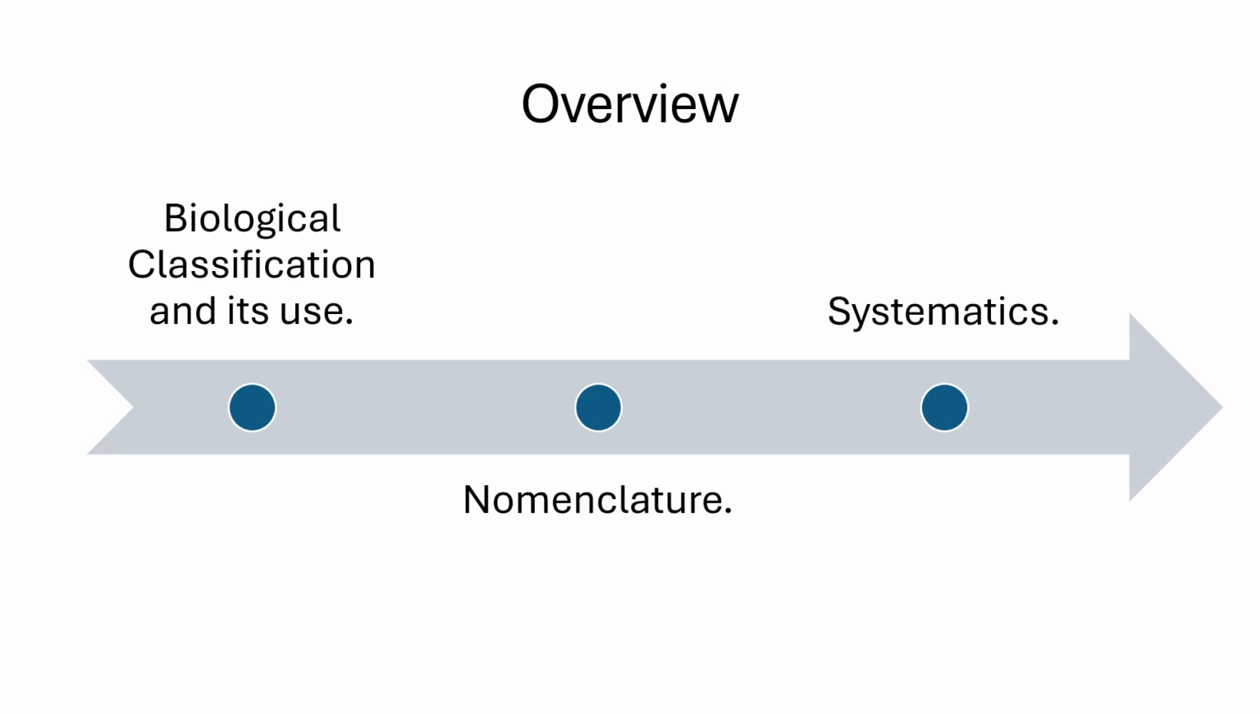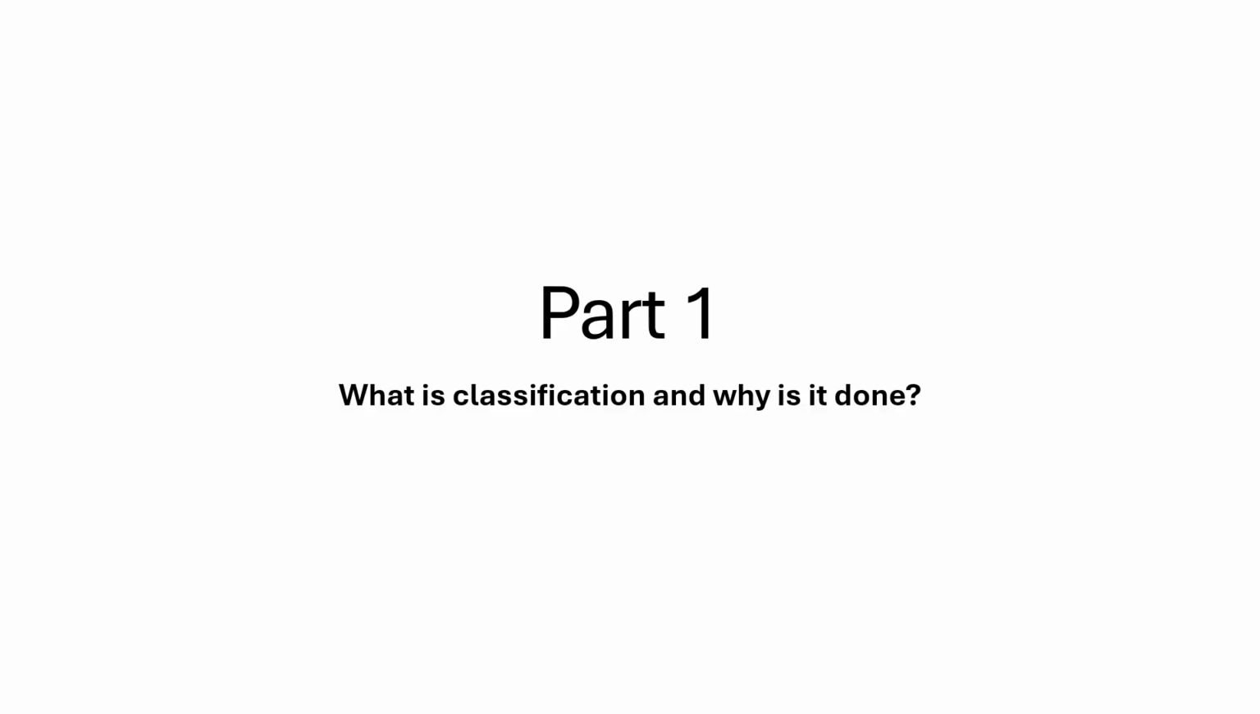Once you get cleared of the classification, what it is, and what is nomenclature, you will automatically understand what is systematics. So we will deal with systematics at last. So let's start with part 1. What is classification and why is it done?